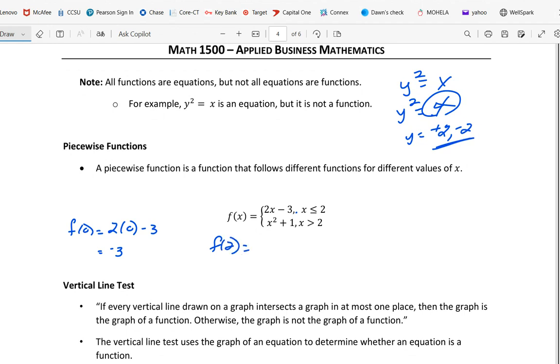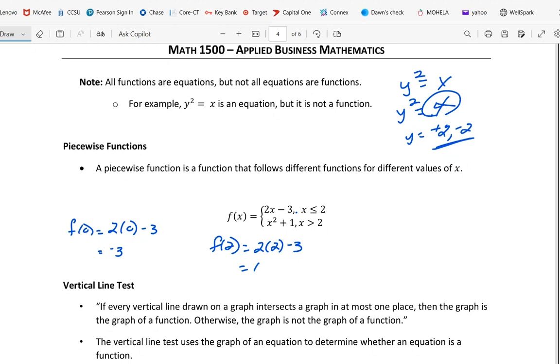F of 2, now x is equal to 2. I use the top part when x is less than or equal to 2. So I'm going to use the top part here. I'd only use the bottom part when x is greater than 2. So f of 2 is 2 times 2 minus 3. 4 minus 3 is 1. F of 2 is 1.